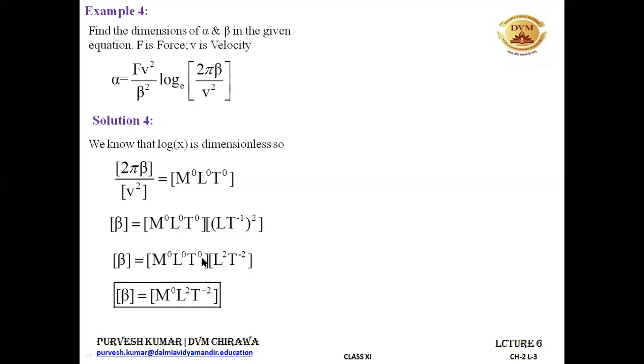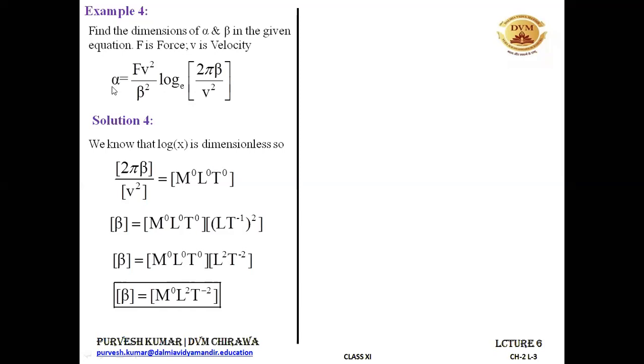Similarly, T0 is multiplied by T to the power minus 2, 0 plus minus 2, that is equal to minus 2. All right. So this is the final result for the dimensions for beta. First thing we have solved, we have got the dimensions for beta. Now we need to solve the dimensions for alpha. So let's do it for alpha.